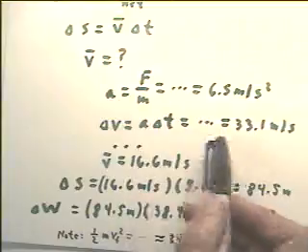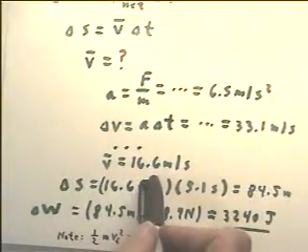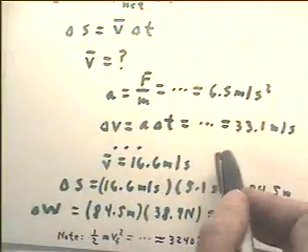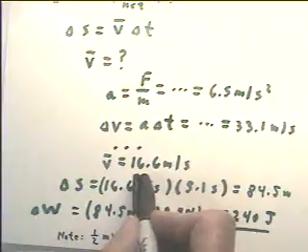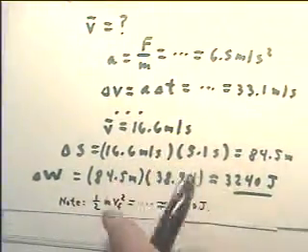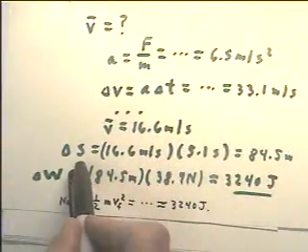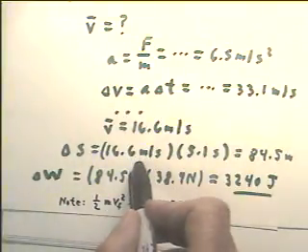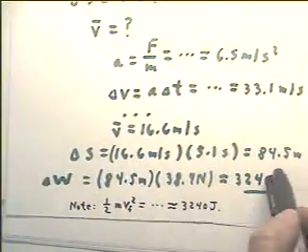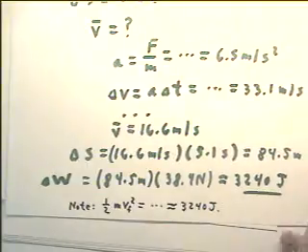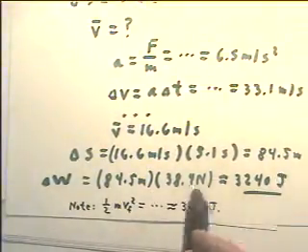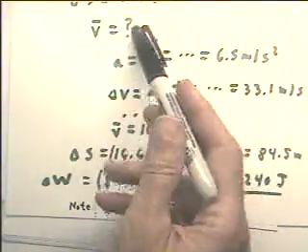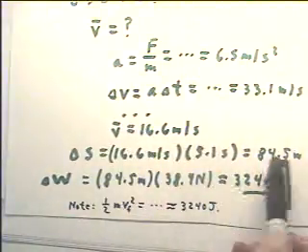Now, since initial velocity is 0, the average velocity will be the average of 0 and 33.1 meters per second, or 16.6 meters per second, so that our displacement will be the 16.6 meters per second times the 5.1 seconds, 84.5 meters. Now that much is a fairly straightforward calculation using what we have.